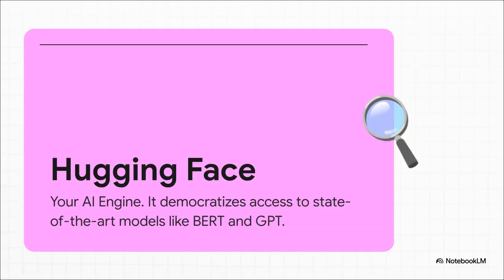First up, we've got your AI engine, HuggingFace. The best way to think about this is that it gives everyone easy, democratic access to some of the most powerful pre-trained models out there. We're talking about heavy hitters like BERT and GPT. It basically means you don't need a PhD from a top university to start building really incredible things. It just lowers the barrier to entry, big time.